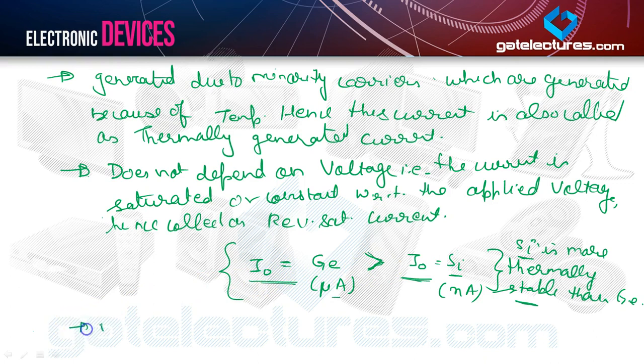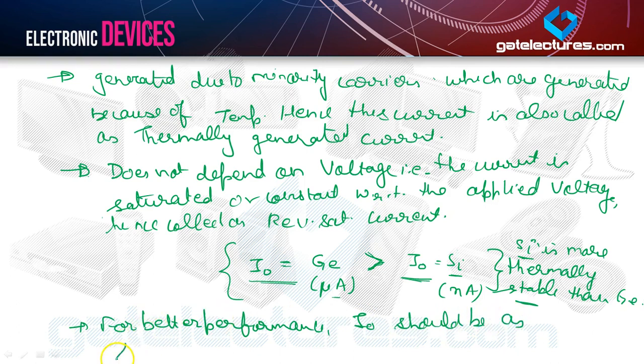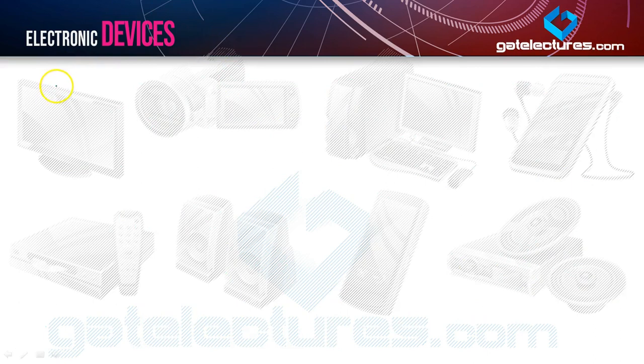So for a better performance of any device, we want that particular thing to be stable. It should be thermally stable. So for better performance, I naught should be as small as possible. Okay, now in digital electronics and switching applications, silicon is preferred.